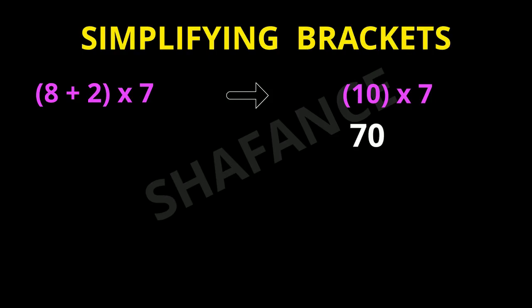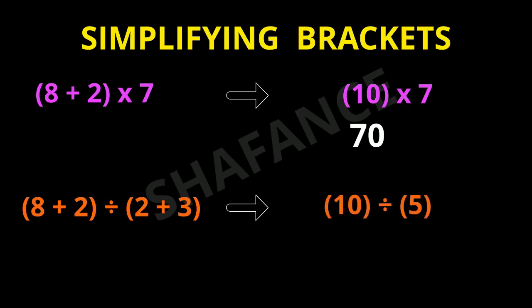Let us see one more example. We have 8 plus 2 inside the bracket divided by 2 plus 3 inside the bracket. We have already seen that we first solve the bracket. So now let us solve the brackets first. 8 plus 2 we get 10 and 2 plus 3 we get 5. So what we get is 10 divided by 5. Now we have already solved the brackets, so we can open or remove them. 10 divided by 5 gives us 2 as the answer.